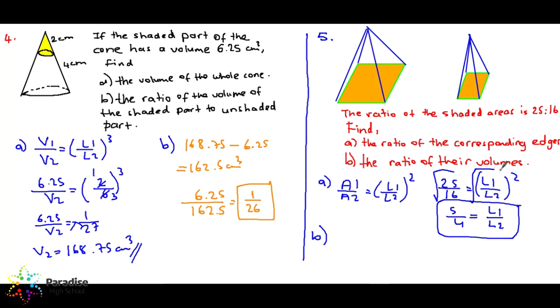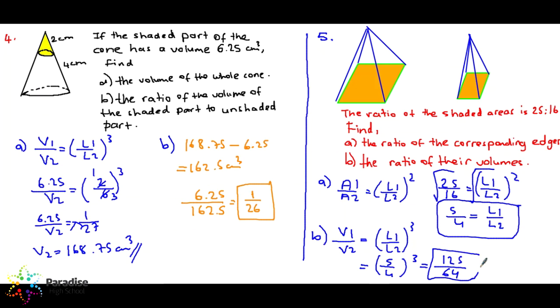What about part B? The ratio of their volumes. V1 over V2 is equal to L1 over L2 cubed. Do I know L1 over L2? Yes, we found it in the first question, 5 over 4. 5 over 4 cubed is equal to 5 cubed, which is 125, over 4 cubed, which is 64. So the ratio between the volumes is 125 over 64.